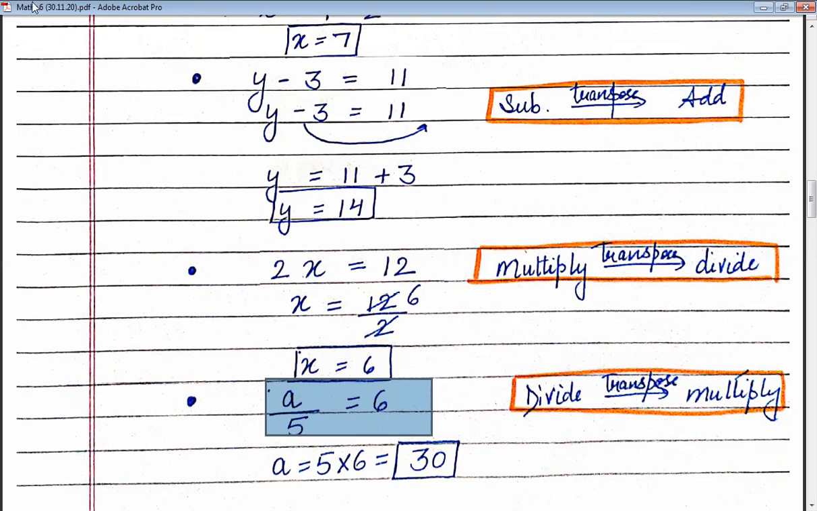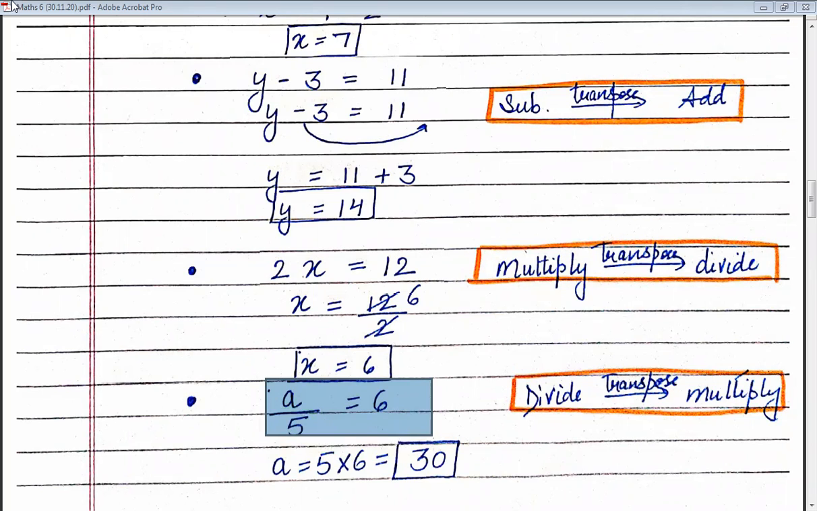So now, from which number we have to get rid of? We have to get rid of 5. So you have to transpose, or you have to shift 5 on the right hand side. So right now 5 is in division, so that side it will go and becomes multiply. So whatever is on division, it will go and becomes multiply.